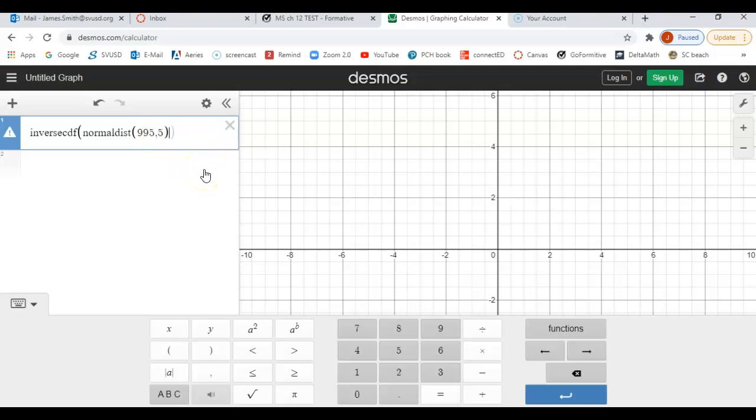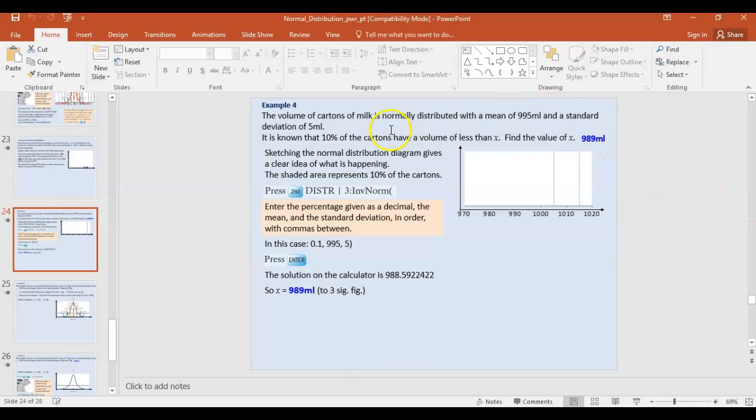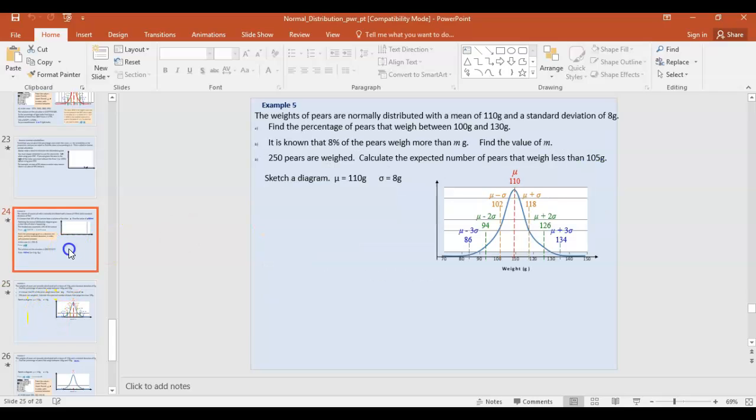Here's the extra piece: we now need to tell this calculator what percent we're dealing with. If you go back to our example, remember, inverse normal takes place when they give you a percent and you are being asked to find a specific x value that you see on the x-axis down here. With this problem, it said it is known that 10% of the cartons are less than x. If we had the curve in here, and I don't know why it didn't come up in this, there's supposed to be a curve in here. Let me see if it showed up. No, that's the next one.